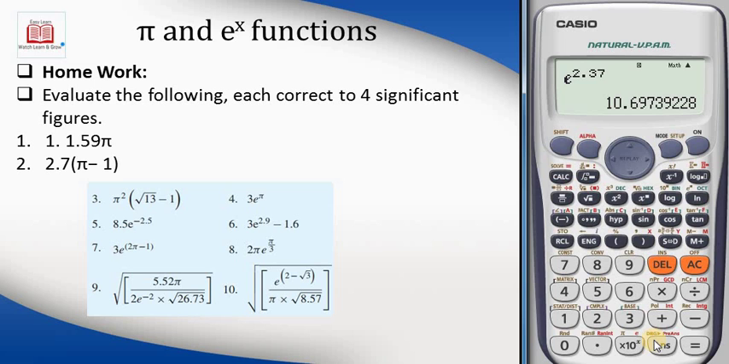Next episode is the last and most important episode of this chapter, and we will try to understand how to write and how to solve equations by using the calculator.